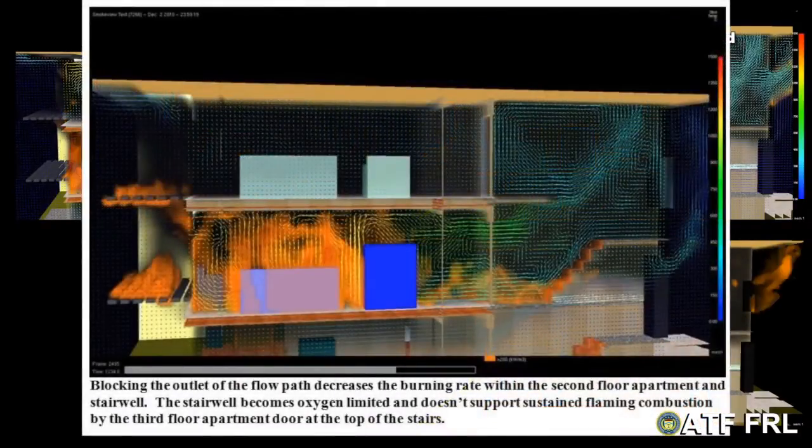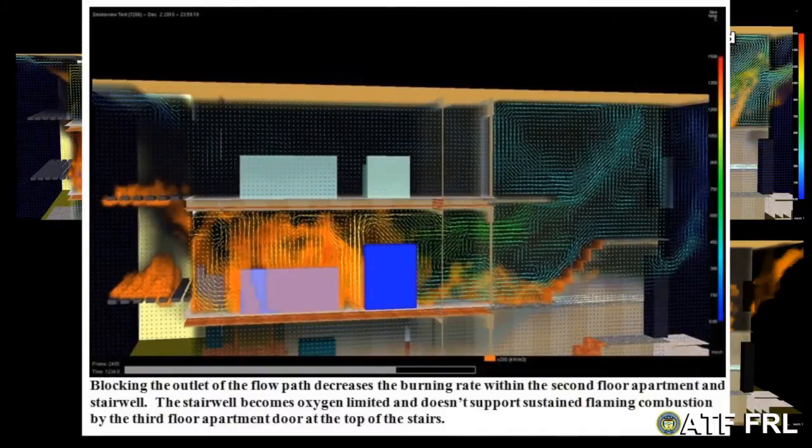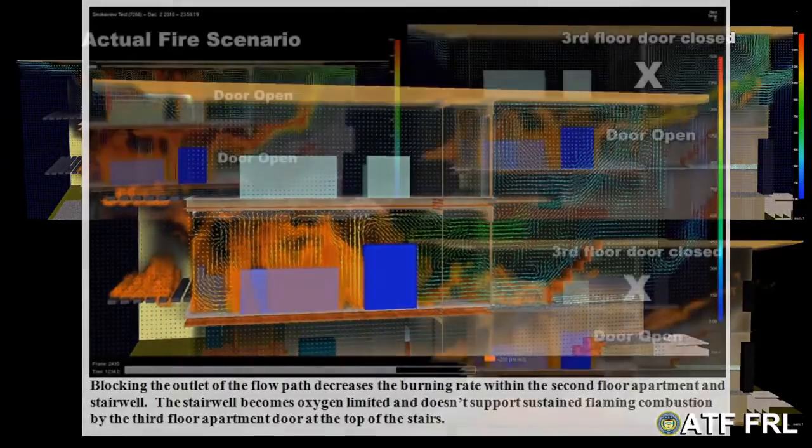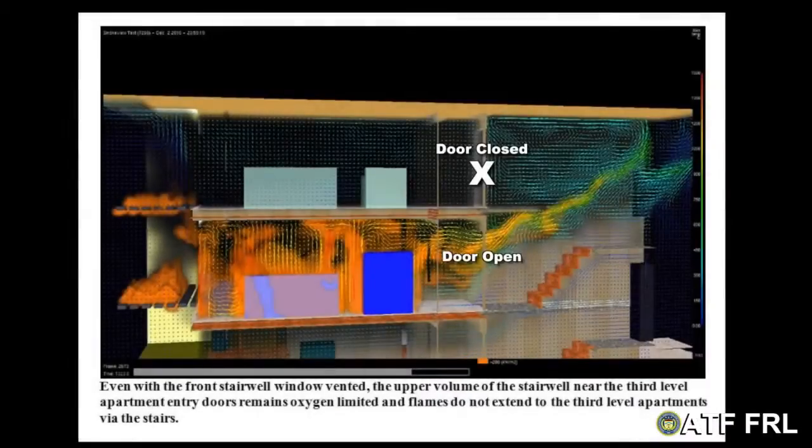Blocking the outlet of the flow path decreases the burning rate within the second floor apartment and stairwell. The stairwell becomes oxygen limited and doesn't support sustained flaming combustion by the third floor apartment door at the top of the stairs. Even with the front stairwell window vented, the upper volume of the stairwell near the third level apartment entry doors remains oxygen limited, and the flames do not extend to the third level apartments via the stairwell.